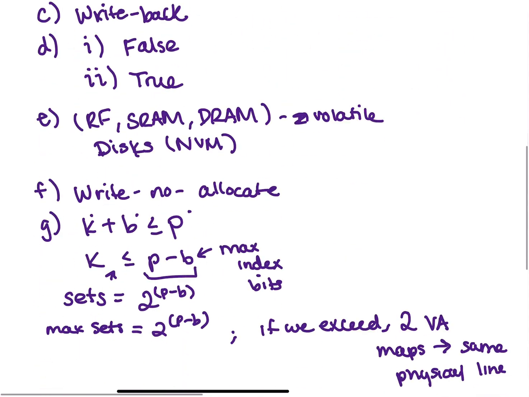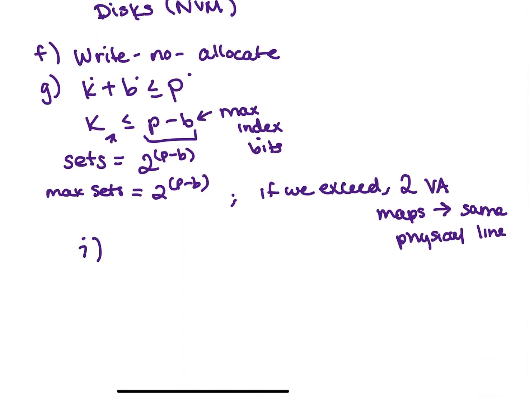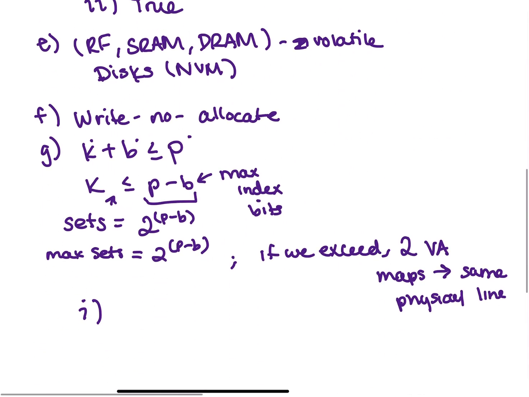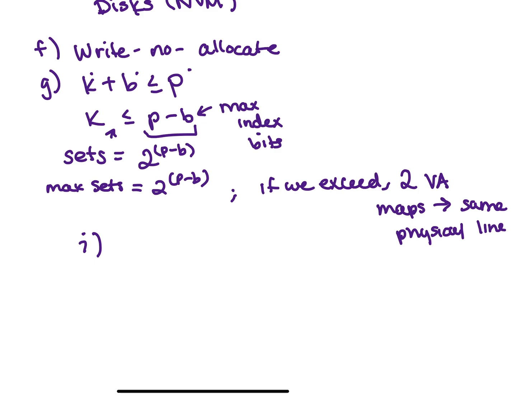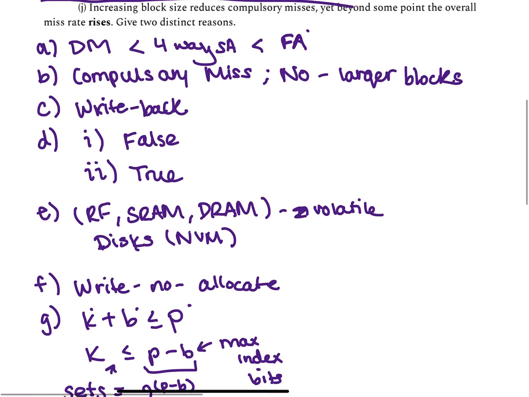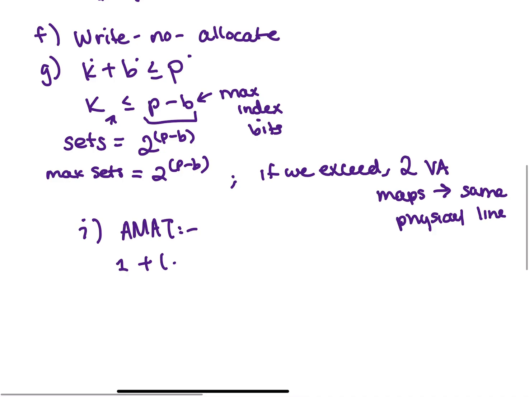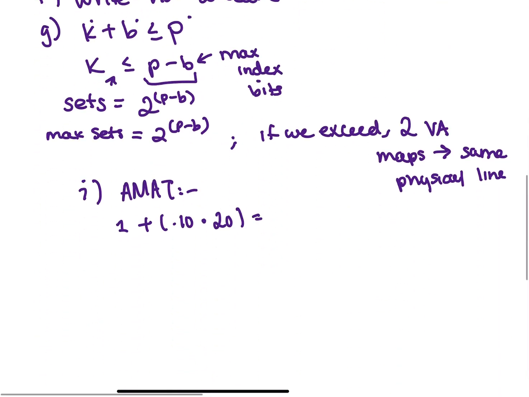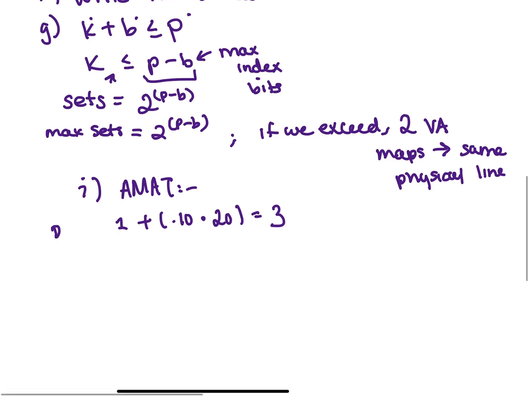And so we have a design question here where we have a hit time of 1 cycle, miss rate 10%, and a miss penalty, and we redesign to match this criteria. And we're asking, is that worth it? So we just plug the numbers into our AMAT formula. The original had 1 cycle plus 10% times 20, which is our miss penalty, times miss rate. We get 3. And this is design 1.